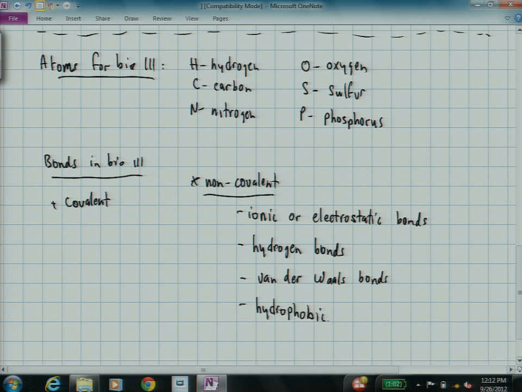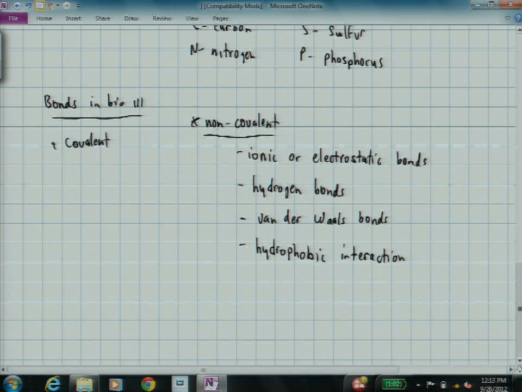So you got your covalent and you got your non-covalent bonds. So these glue individual molecules to themselves. These bonds hold one molecule to the next. All right.